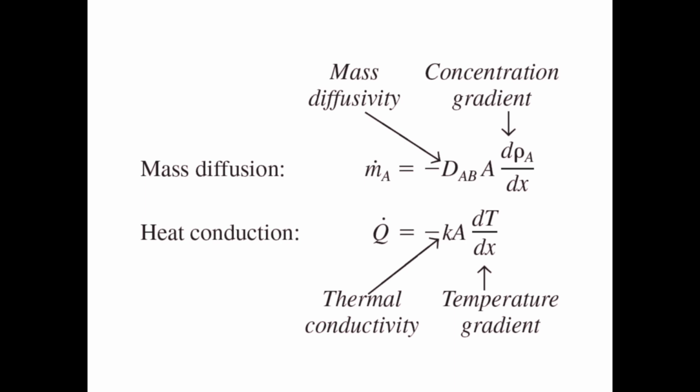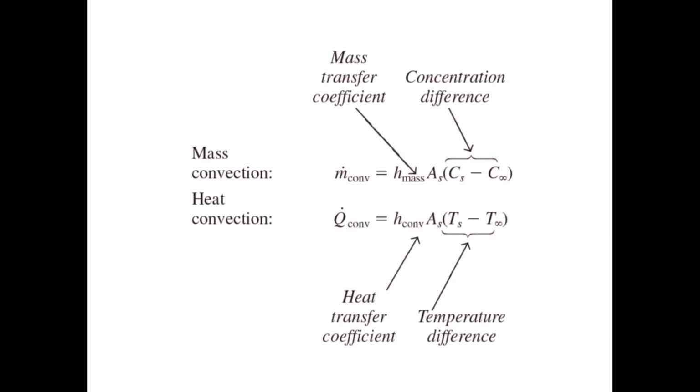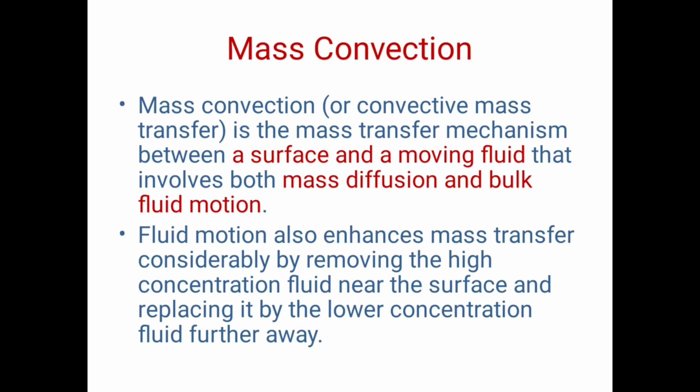This is the formula for mass diffusion and heat conduction. This is the formula for mass convection and heat convection. Here h_mass is the mass transfer coefficient, and the concentration difference is Cs minus C infinity. For heat convection, h is the heat transfer coefficient, and the temperature difference is the surface area times the surface temperature minus the fluid temperature.